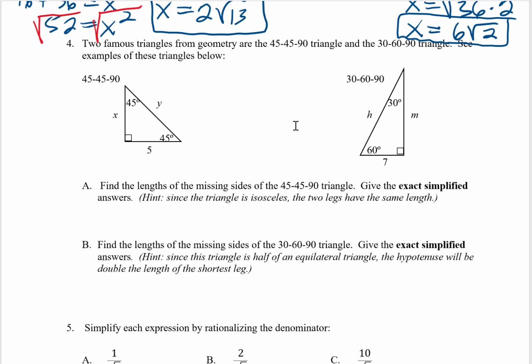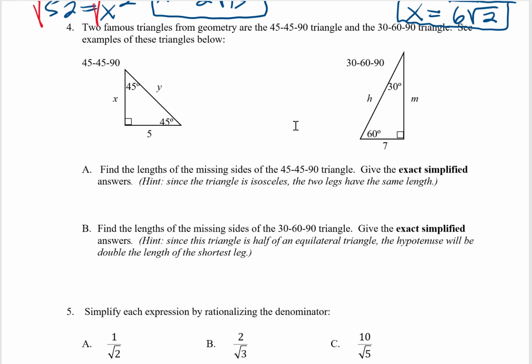Problem number 4. In part A, I have a 45, 45, 90 triangle. I would like to write down the measurements of the other two sides. So I do have this leg given. There's a hint that because this triangle is isosceles, meaning these two angles are the same, therefore the two opposite sides are the same. So right off the bat, I figure out that the x value there must be just another 5. To get the y, I can use the Pythagorean theorem.